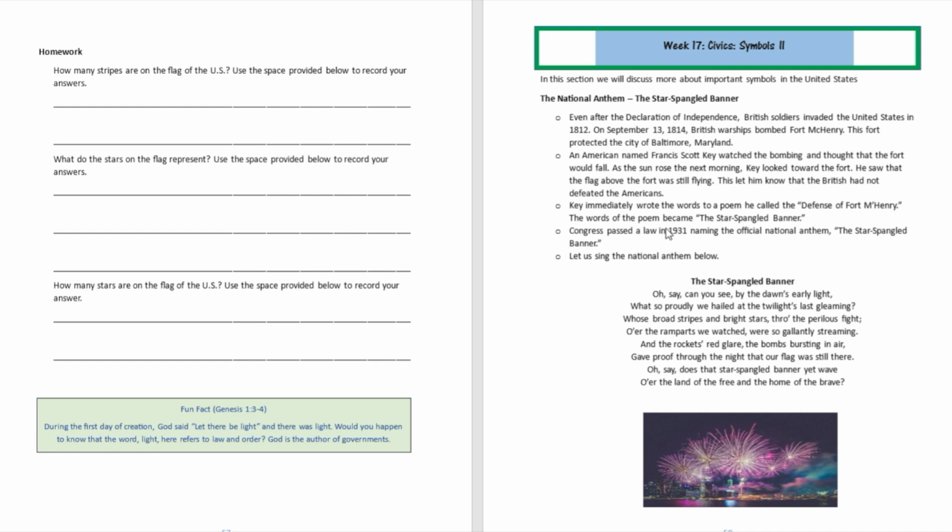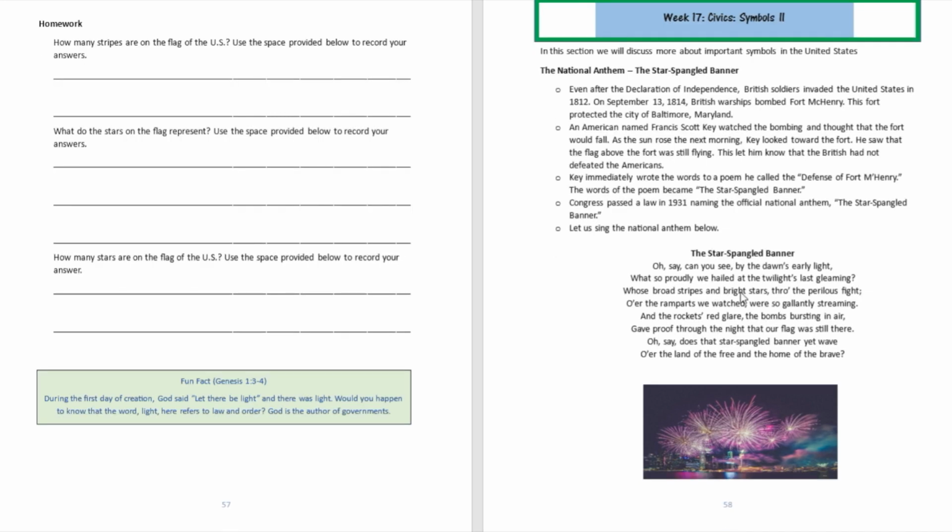The words of the poem became the Star-Spangled Banner, and Congress passed a law in 1931 naming the official national anthem the Star-Spangled Banner, and they made music to it. So anytime we sing the national anthem, that's the history behind it. Tell your mom or dad to type it out on YouTube or something like that. You are going to see the words of the Star-Spangled Banner over here, and you can sing along with us.